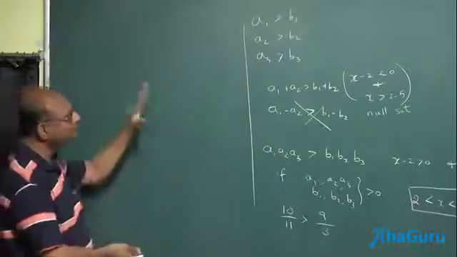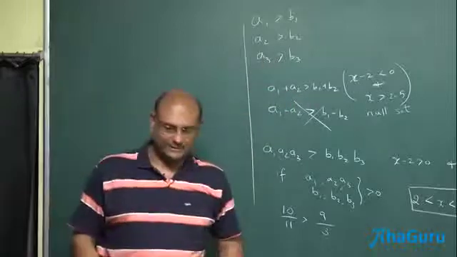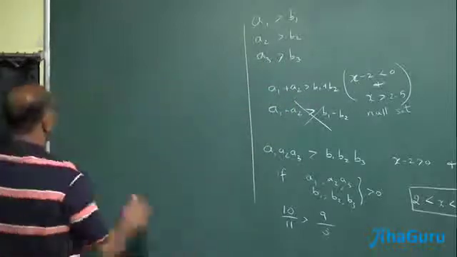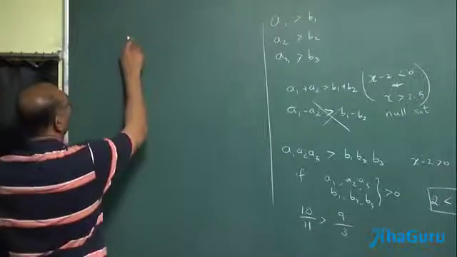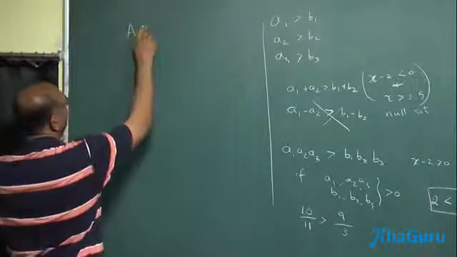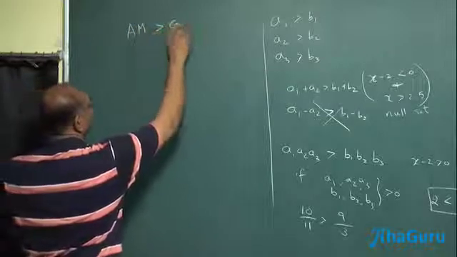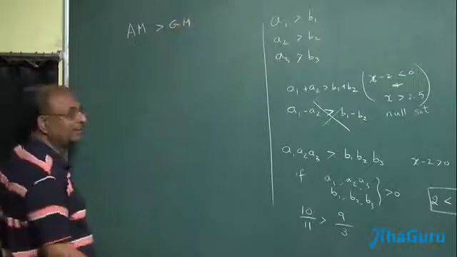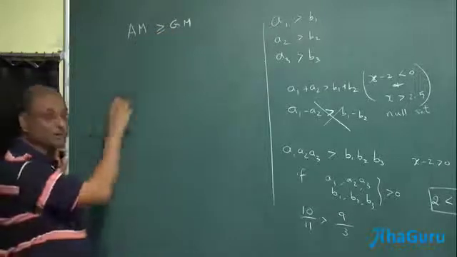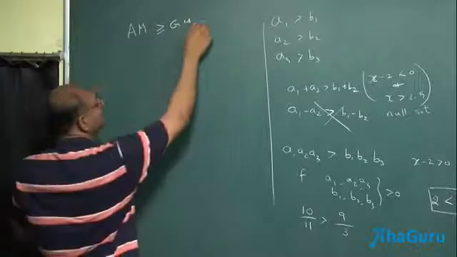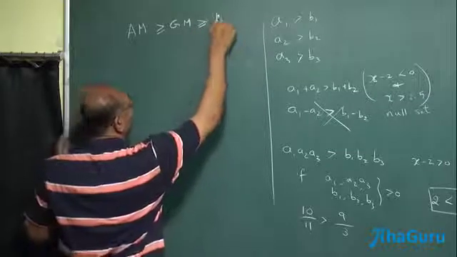Okay. So all this is the basic inequality stuff. Now let us look at a few rules that you already know. One is the rule that the arithmetic mean of positive numbers is greater than or equal to the geometric mean, and this turns out to be greater than or equal to the harmonic mean.